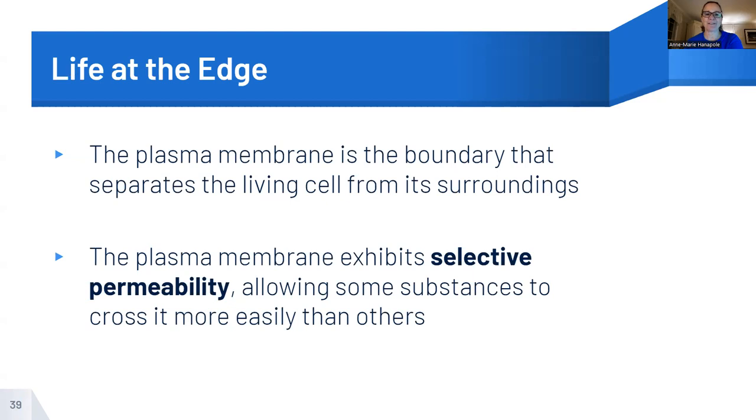I'm just going to move myself out of the picture so that we're not filling up the screen with my little picture. So, looking at the cell membrane or the plasma membrane, that is the boundary that separates the living cell from its surroundings. We're made up of mostly water inside and outside of the cell, and we've got the plasma membrane that separates the inside from the outside. And that membrane is selectively permeable, which means some things can enter the cell and some things cannot. So some things are going to be easier to get into and out of the cell than others.